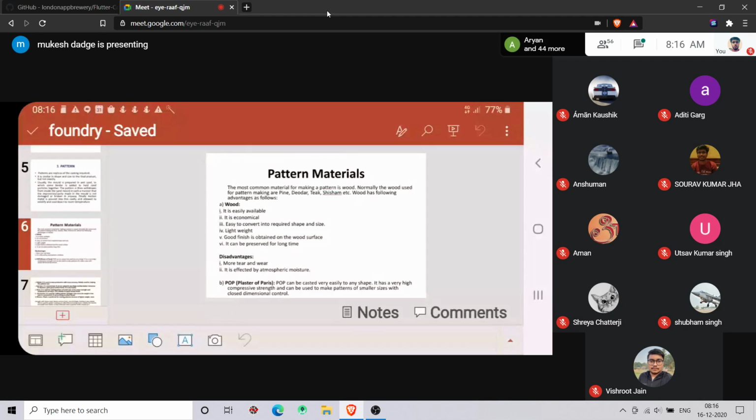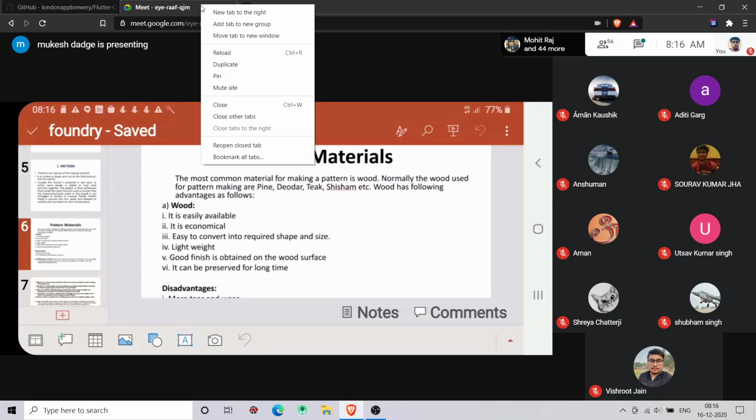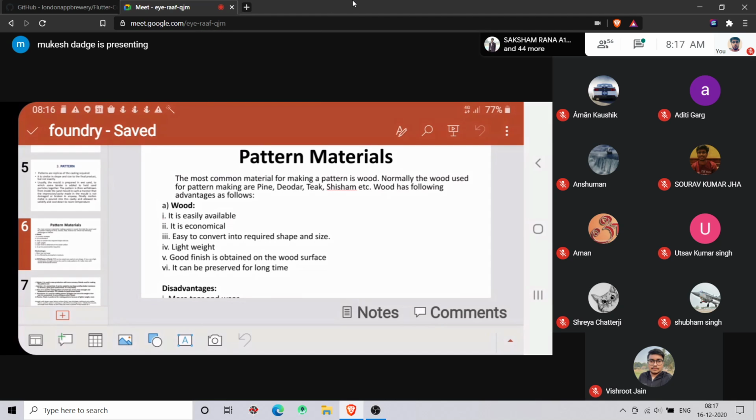So next is pattern material. So what is pattern? Pattern is just a replica of your final product. So pattern material may be made of wood, metals, POP, Plaster of Paris. So these are the options available for pattern material.